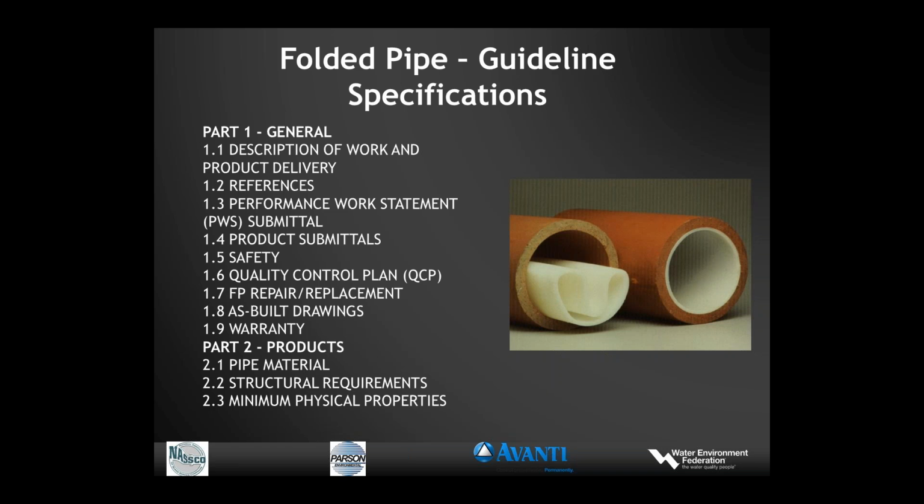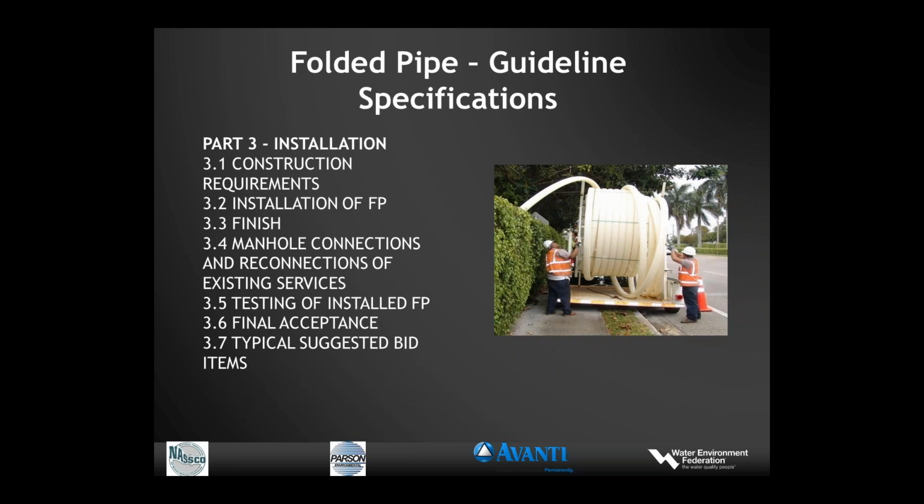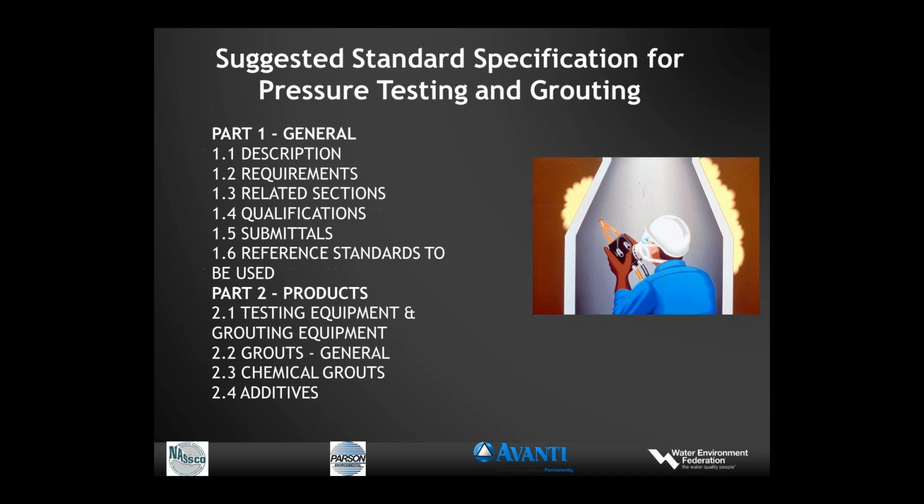Part 2, again, is the pipe material, structural requirements, minimal physical properties. It basically defines what's out there in the industry. Installation criteria, of course, how they're installed, what they should look like when they're finished, how the services are reconnected, and so on. Basically, again, a total guideline for a folded type technology.